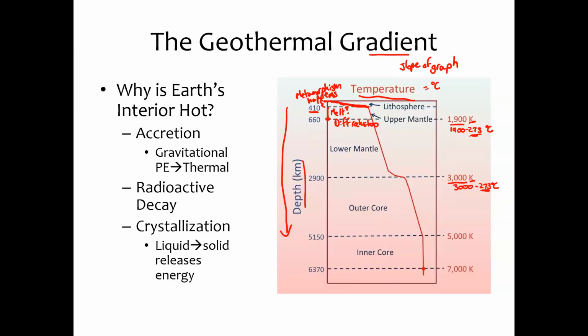Why is it that Earth's interior is so hot? Well, there are a couple of things that contribute heat to Earth's interior. One is ancient heat that came from accretion of Earth. So we think Earth started out as a bunch of planetesimals, think like asteroids, that were surrounding the early sun. And as these asteroids ran into each other, they were attracted to each other by gravity, right?